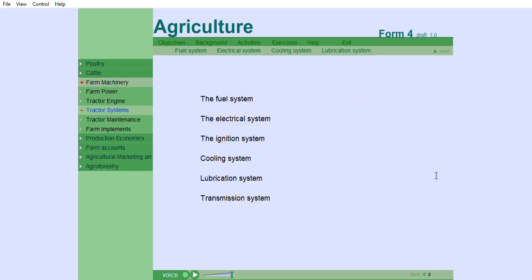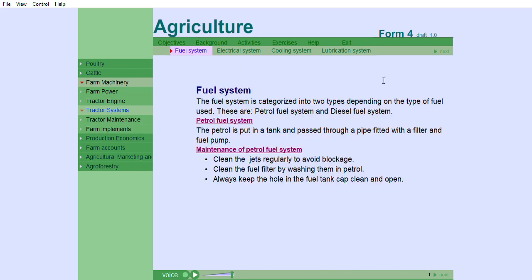Systems of the tractor. The main tractor systems include the following: the fuel system, the electrical system, the ignition system, cooling system, lubrication system, and transmission system. Fuel system. The fuel system is categorized into two types depending on the type of fuel used. These are petrol fuel system and diesel fuel system.